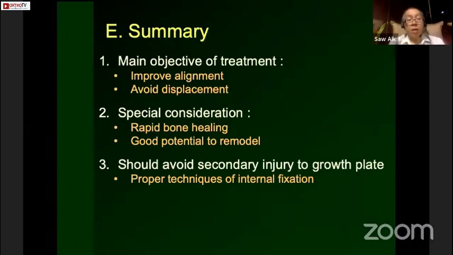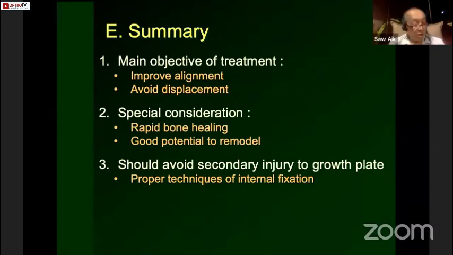So in summary, the main objective for treatment of physeal plate fractures is to improve alignment and avoid displacement when this is indicated. We know children heal fast and heal well, as long as the growth plate and the other soft tissue are healthy. So when we plan to go for treatment, we have to make sure we avoid secondary injury to the growth plate. This can be achieved by careful dissection of the soft tissue when we want to reduce, and proper techniques to perform internal fixation.